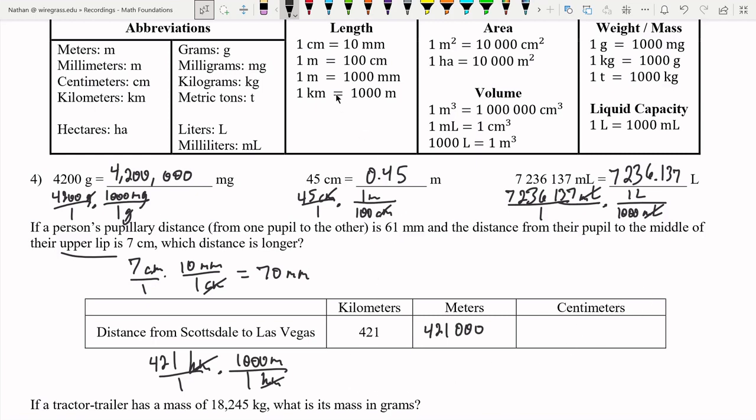And for centimeters, there are 100 centimeters to 1 meter. So if we have 421,000 meters, and we'll convert that to centimeters, it's going to be 100 centimeters for 1 meter. Meters cancel, and we get this times 100. It's going to be 42,100,000 centimeters.